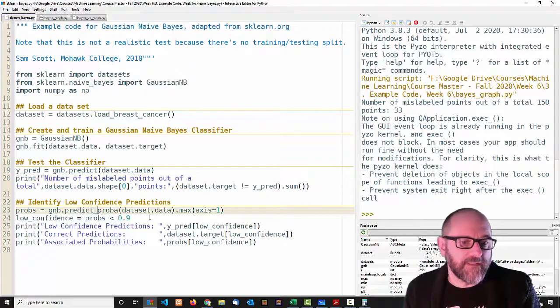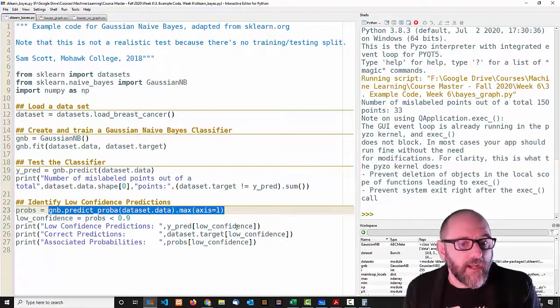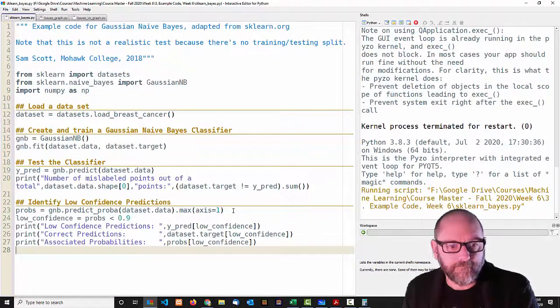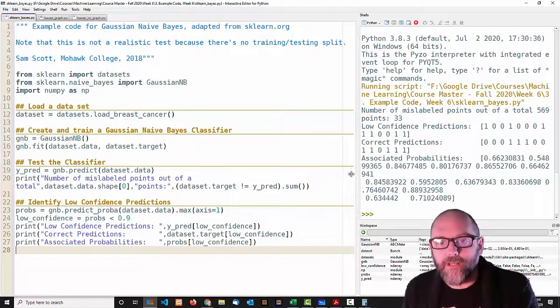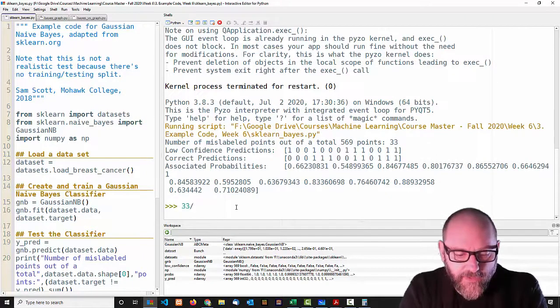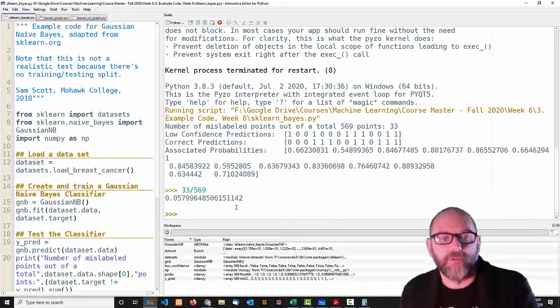And the other thing I do here in this example is I use predict_proba, which is another method that gets you the probability of each prediction. So you get a big array, which is a related array to the predictions, that tells you all the probabilities. So let's just run this thing. What I end up with here is there were 569 points. I mislabel 33 of them. So my error rate is 33 over 569, so 0.06, let's call it 6% error rate.